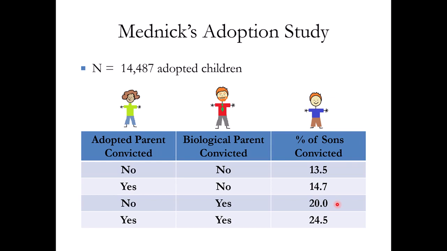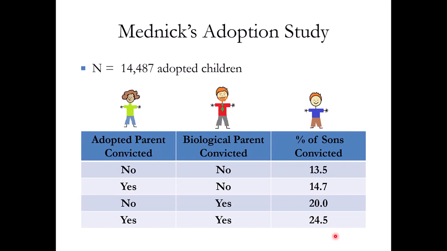So it actually seems to show that biology and genes might be a little bit more important because of this difference between the 20 and the 14%. But then when you look at having both an adopted parent that's convicted of a crime and a biological parent that's convicted of a crime, you see that it's 24.5%.